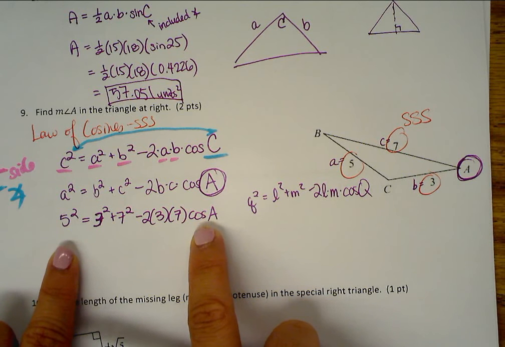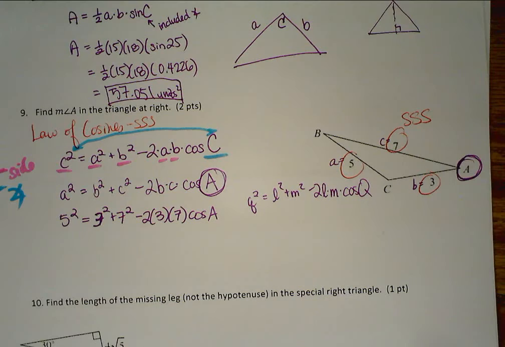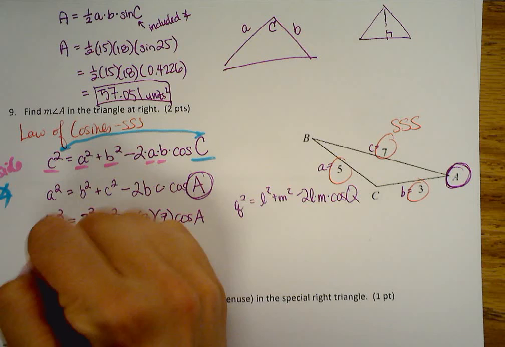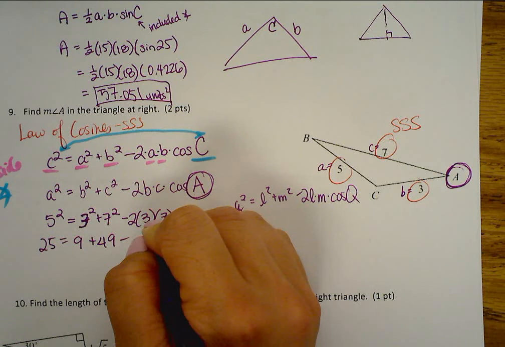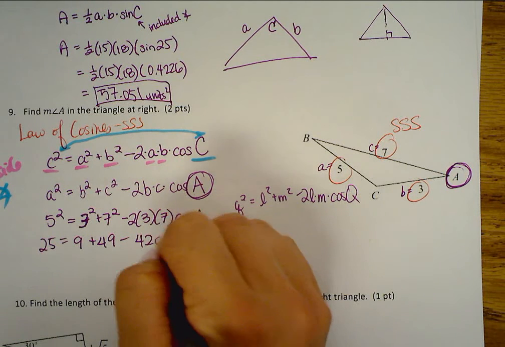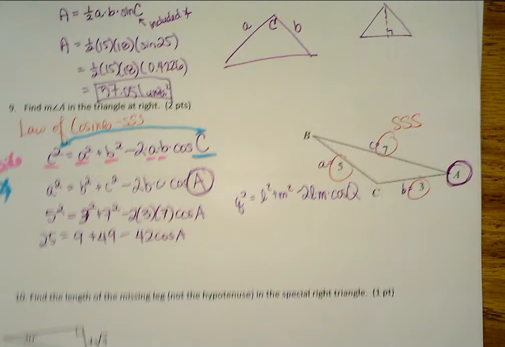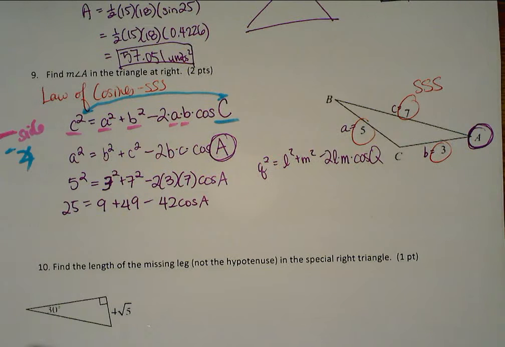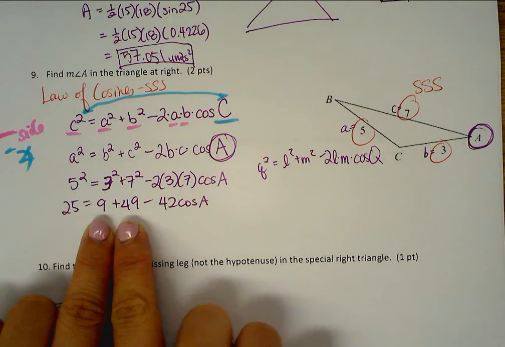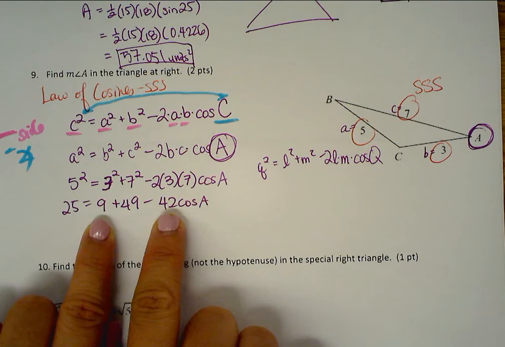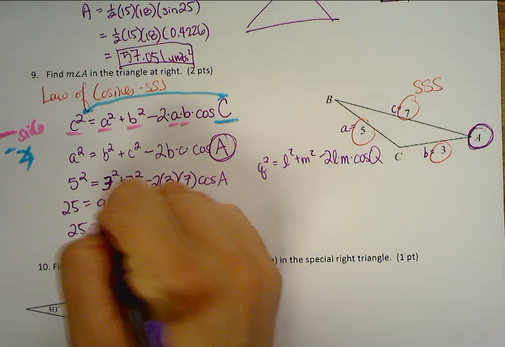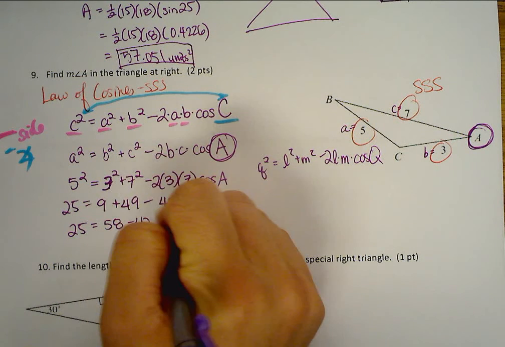All right, let's go. 5 squared is 25, 3 squared is 9, 7 squared is 49, 2 times 3 is 6, 6 times 7 is 42, cosine of A. Okay, tell me, what's 9 plus 49? 58. And then do I subtract 42? Should I do 58 minus 42?